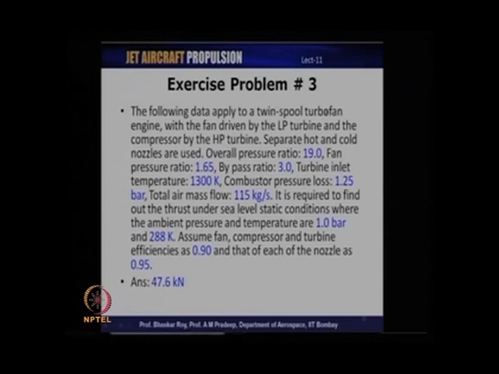Third problem is to do with a turbofan engine, a twin spool turbofan engine, which is again unmixed turbofan. We have overall pressure ratio, the fan pressure ratio, bypass ratio is given as 3, turbine inlet temperature is 1300, pressure loss is given as 1.25 in the combustor, total air mass flow is 115 kg per second. We need to find out the thrust when the ambient pressure and temperature are 1 bar and 288 Kelvin. The fan and compressor turbine efficiencies are 0.9, both the nozzles have efficiency of 0.95. So, thrust in this case is 47.6 kilonewtons.